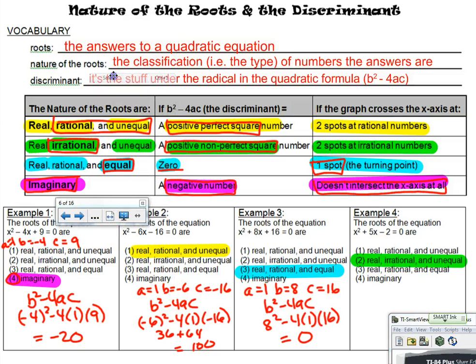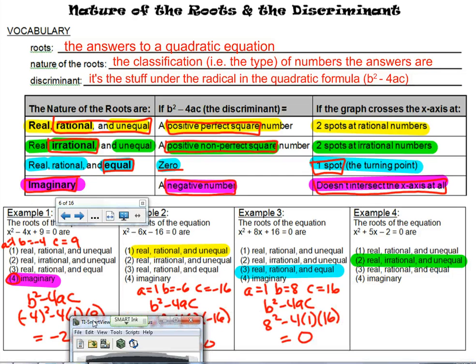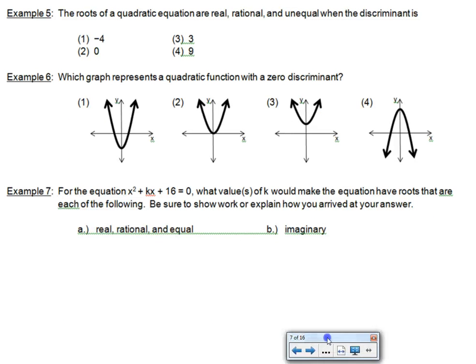Okay, so this would be the only time that perhaps the discriminant method would be the better way to answer this. So A equals 1, B equals 5, C equals -2. And you're going to get 33. And that number underneath the radical, that's not a perfect square, and therefore you know it's going to be irrational answers. Okay, so using that to our advantage now.